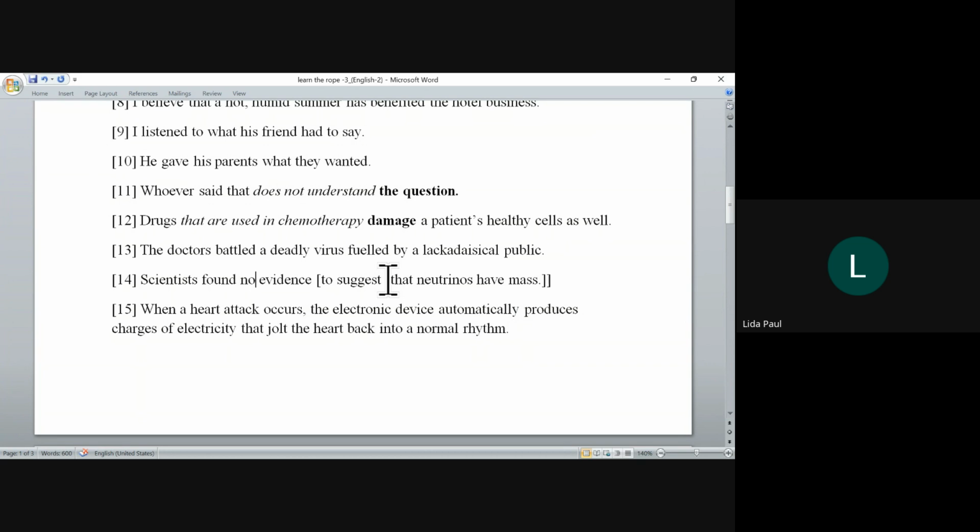Now, 15th one. When a heart attack occurs, the electronic device automatically produces charges of electricity that jolt the heart back into normal rhythm. Okay. Tell me what the subordinate clauses are, or what is the clause and what type are they? First, tell me what clause do you see as subordinate here?